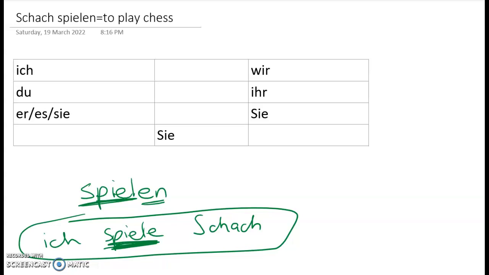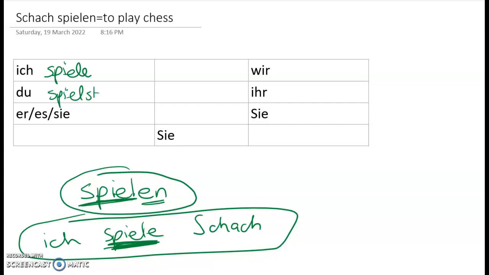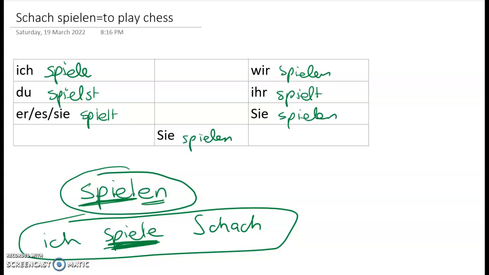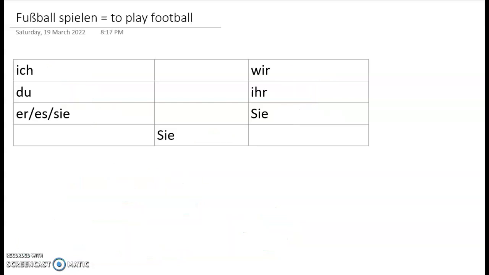But in here, all I need you to do is to write out the verb endings with spielen. So it is ich spiele, du spielst, er, es, sie spielt, wir spielen, ihr spielt, sie spielen, und Sie spielen. And it's the same thing for playing football. If you want to say you play football, it will be du spielst Fußball.